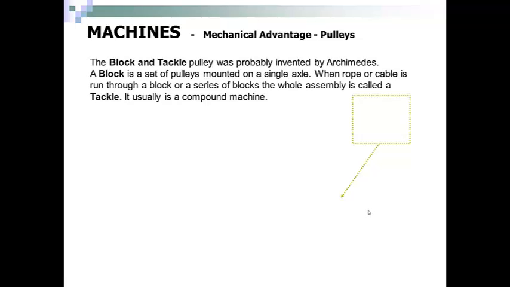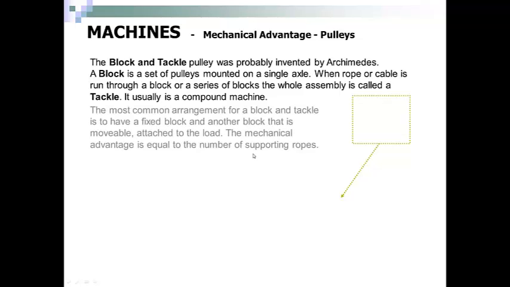A block and tackle was probably invented by Archimedes. A block is a set of pulleys mounted on a single axle. When a rope or cable is run through the block or a series of blocks, the whole assembly is called a tackle. It is usually a compound machine. The most common arrangement for a block and tackle is to have a fixed block and another block that is movable, attached to the load. The mechanical advantage is equal to the number of supporting ropes.